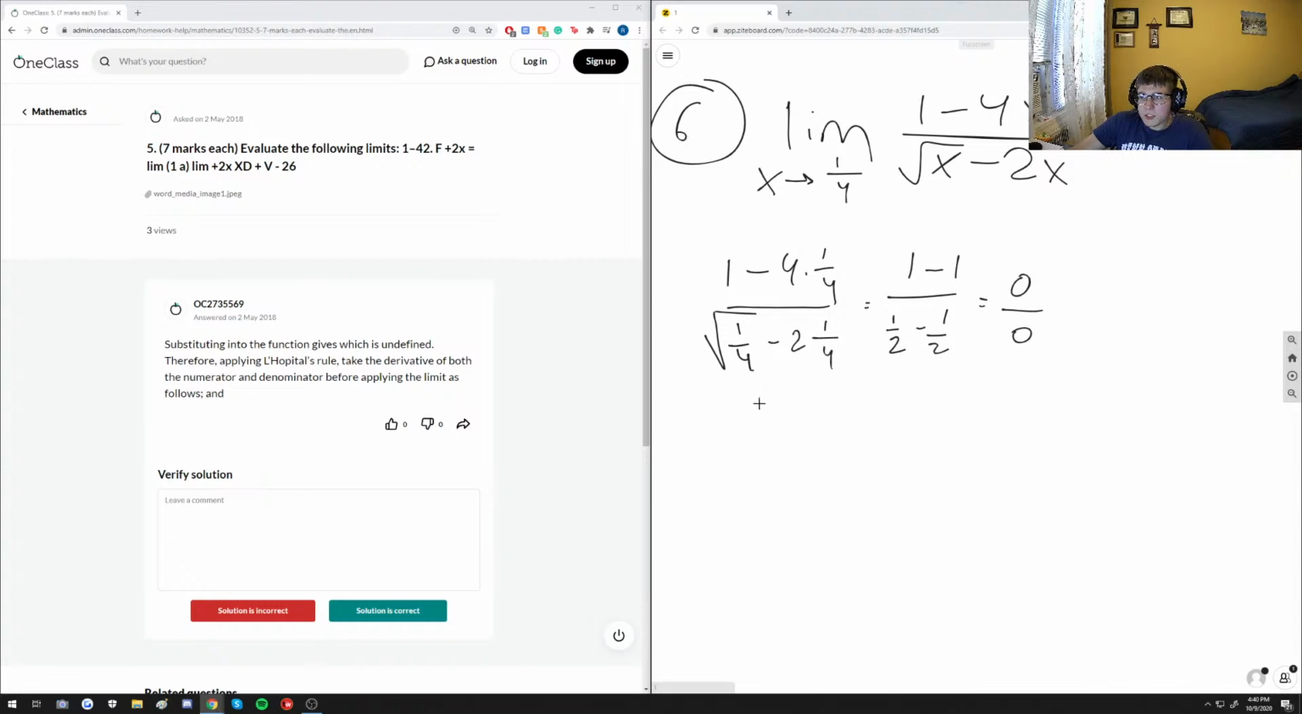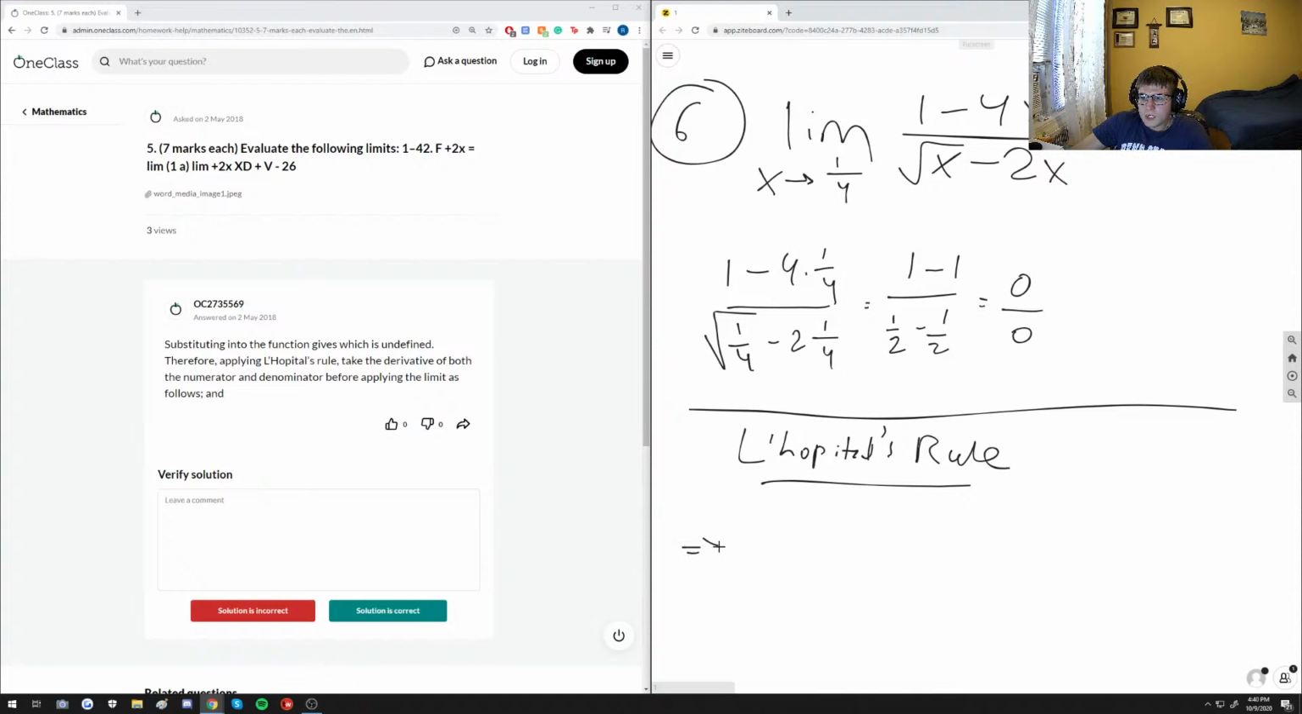Now, what's good about the 0 over 0 case is that if both the numerator and denominator are differentiable and we have this 0 over 0 case, we can use L'Hopital's rule. So the condition is we have to get that undefined 0 over 0, plugging in the value at which we're taking our limit, and you have to be able to differentiate the top and bottom.